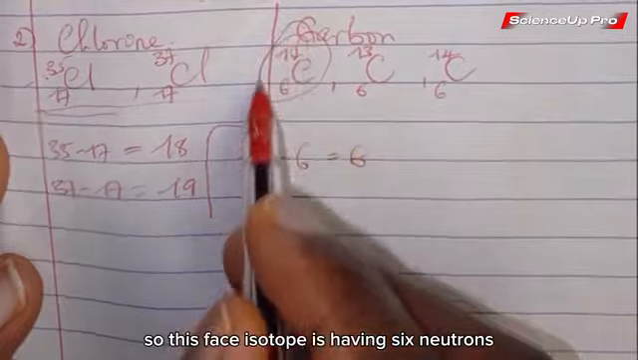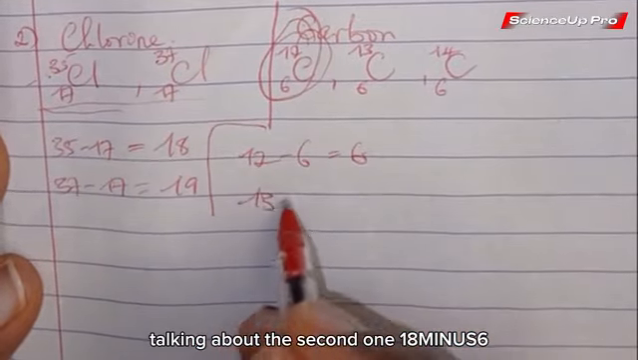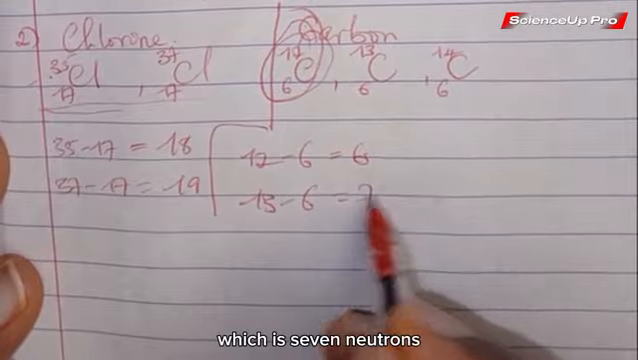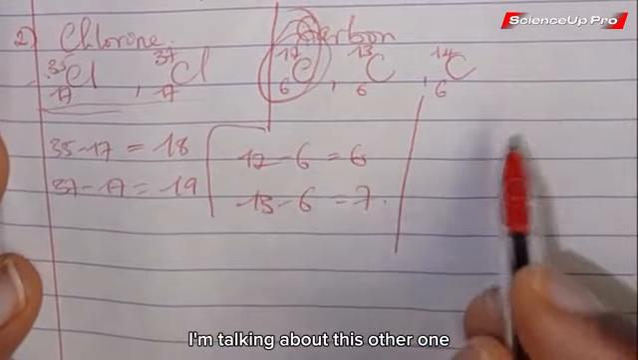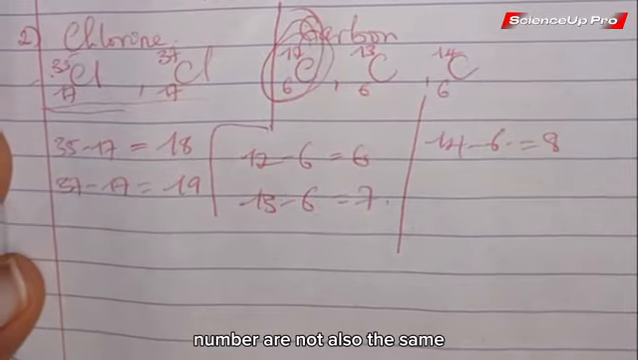So this first isotope is having 6 neutrons. Talking about the second one, 18 minus 6, which is 7 neutrons. And talking about this other one, 14 minus 6, which is 8 neutrons. You can see that their neutron numbers are not the same.